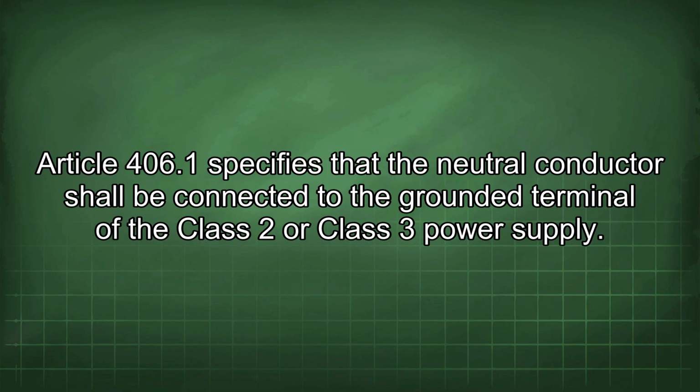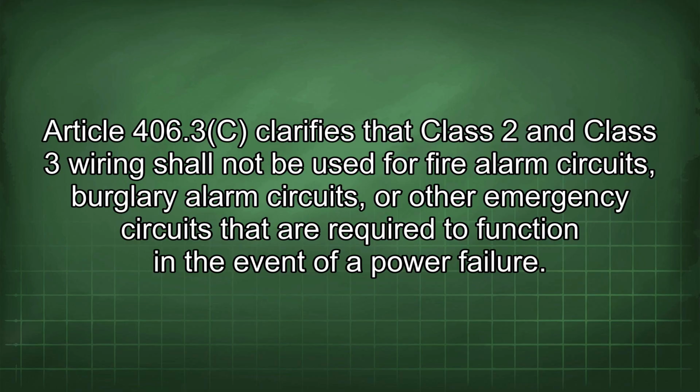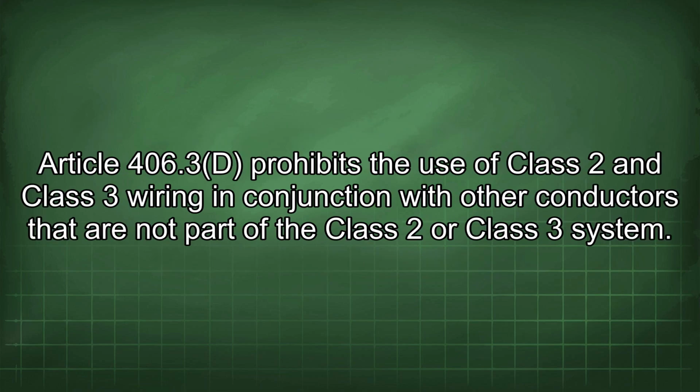Article 406.1 specifies that a neutral conductor shall be connected to the grounded terminal of the Class 2 or Class 3 power supply. Article 406.3c clarifies that Class 2 and Class 3 wiring shall not be used for fire alarm circuits, burglary alarm circuits, or other emergency circuits that are required to function in the event of a power failure. Article 406.3d prohibits the use of Class 2 and Class 3 wiring in conjunction with other conductors that are not part of the Class 2 or Class 3 system.